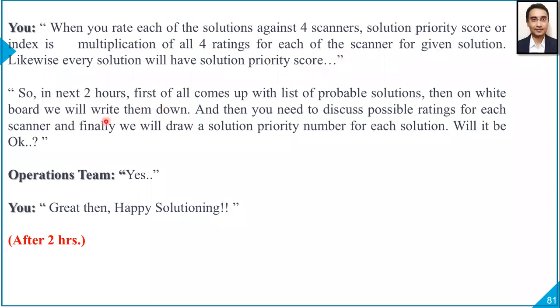So in the next 2 hours, first of all, come up with a list of probable solutions. Then on the whiteboard, we'll write them down, and then you need to discuss possible ratings for each scanner for each solution. And finally, we will draw a solution priority number for every solution. Will it be okay? The operations team replied, yes. You responded, great then, happy solutioning.